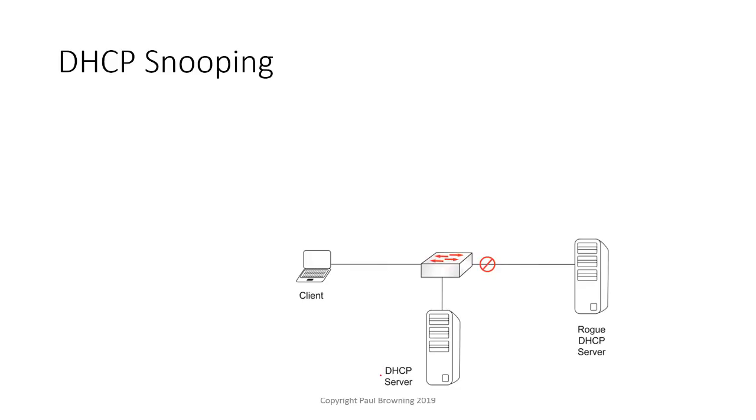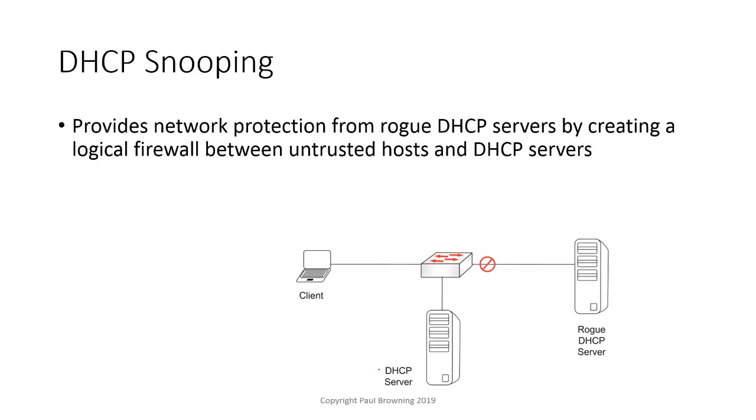DHCP snooping is another new topic. It comes under the umbrella of security. It provides protection from rogue DHCP servers. It creates a logical firewall between untrusted hosts and DHCP servers. This could actually be a PC. It doesn't have to be a server.